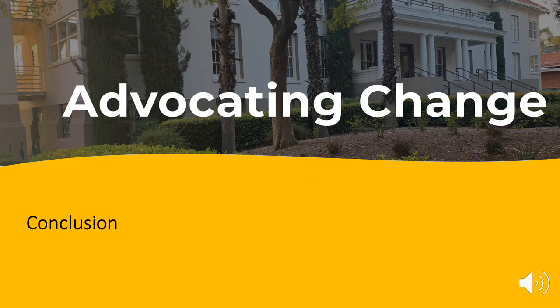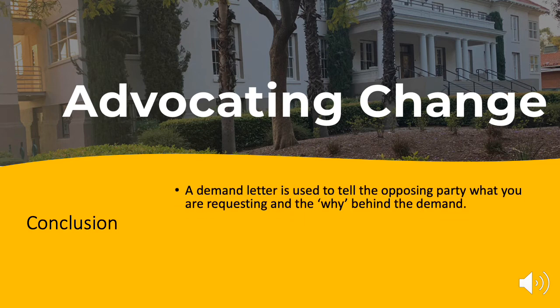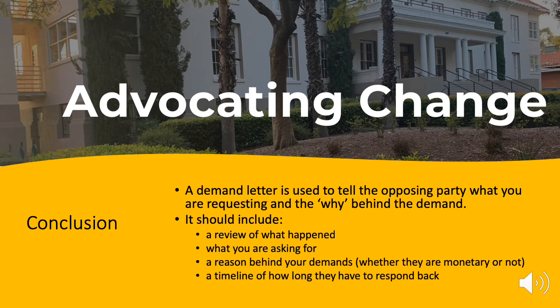To conclude this section, the purpose of a demand letter is to give both parties a chance to communicate and possibly settle the issue before taking the steps to bring this matter into court. A demand letter is used to tell the opposing party what you are requesting and the why behind the demand. The opposing party needs a clear understanding of a review of what happened, what you are asking for, a reason behind your demands, whether they are monetary or not, and a timeline of how long they have to respond back that gives them a chance to determine if settling out of court can save them time and resources.